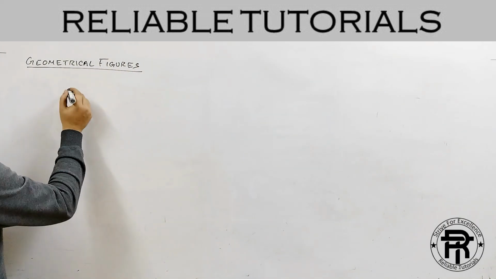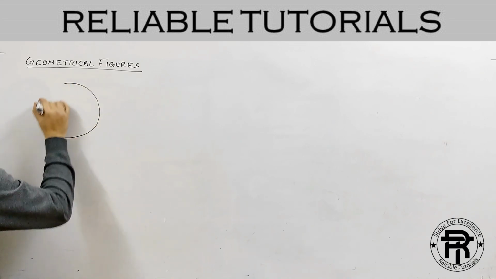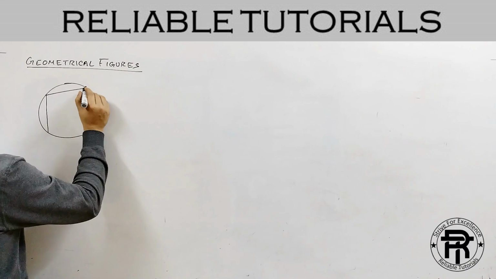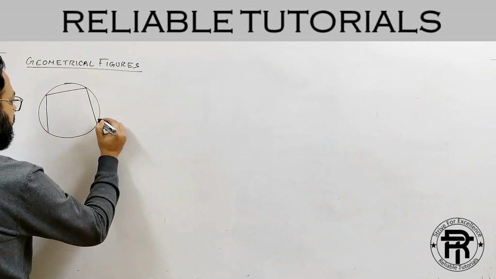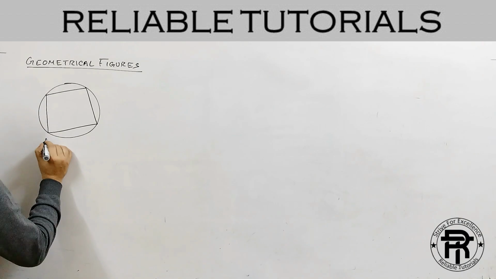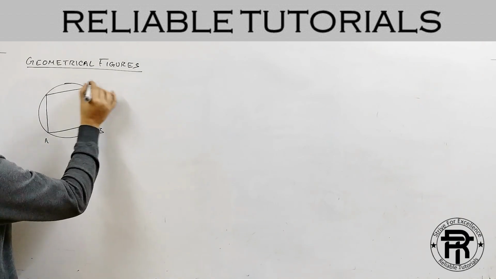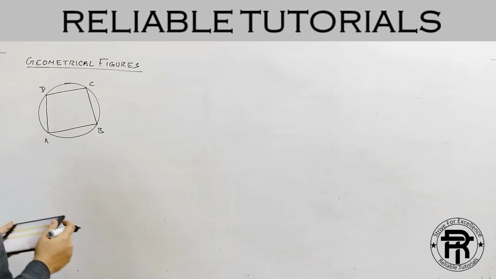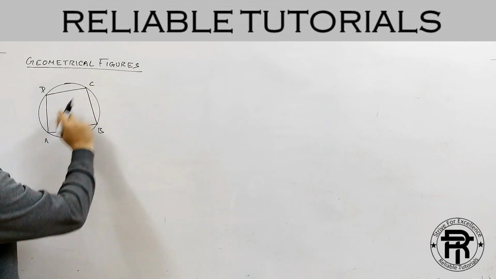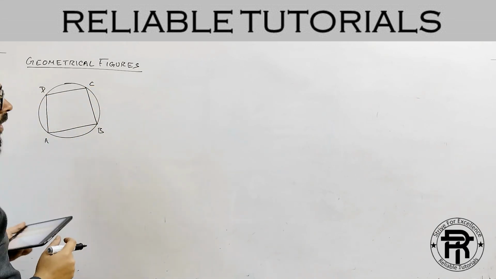Say for example that this is a circle given to you, and some kind of figure is given to you. This is a quadrilateral lying on the circumference of the circle. Say this is cyclic quadrilateral ABCD. So we will say that angle A plus angle C, angle A and angle C are opposite angles, angle B and angle D are opposite angles.